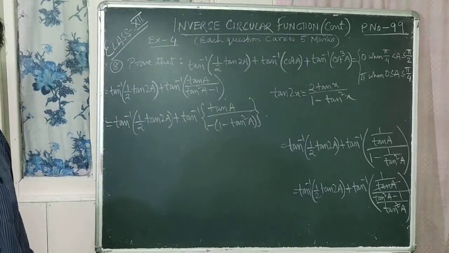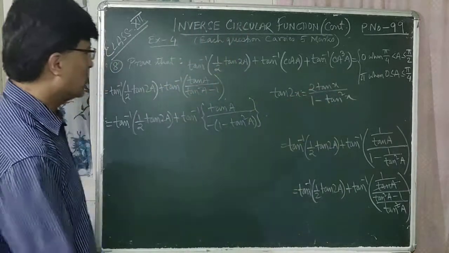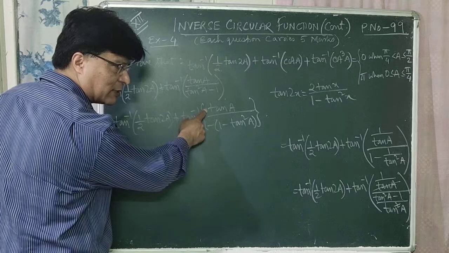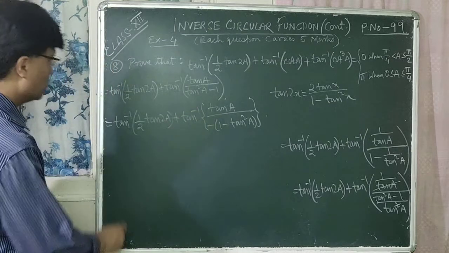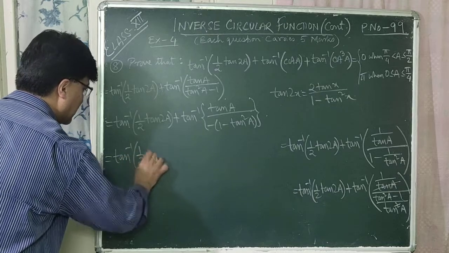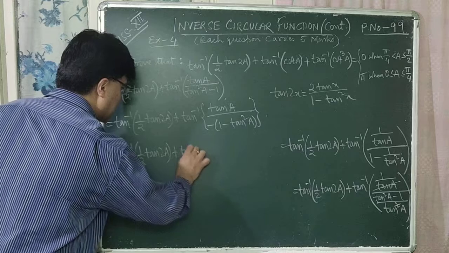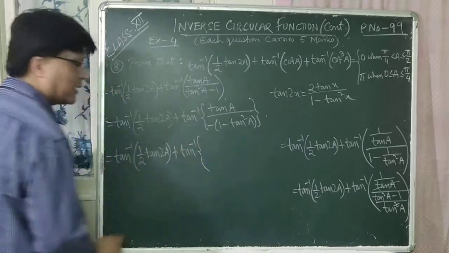Is that clear now? So now there is a formula with 2 tan x. Here also you should write 2 here. That means you have to multiply and divide it by 2. So it is equal to tan inverse within bracket half tan 2a plus tan inverse within second bracket.